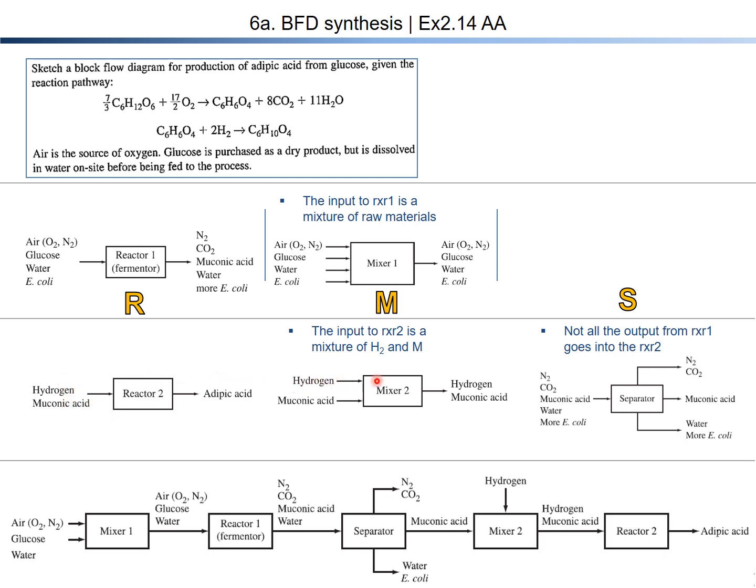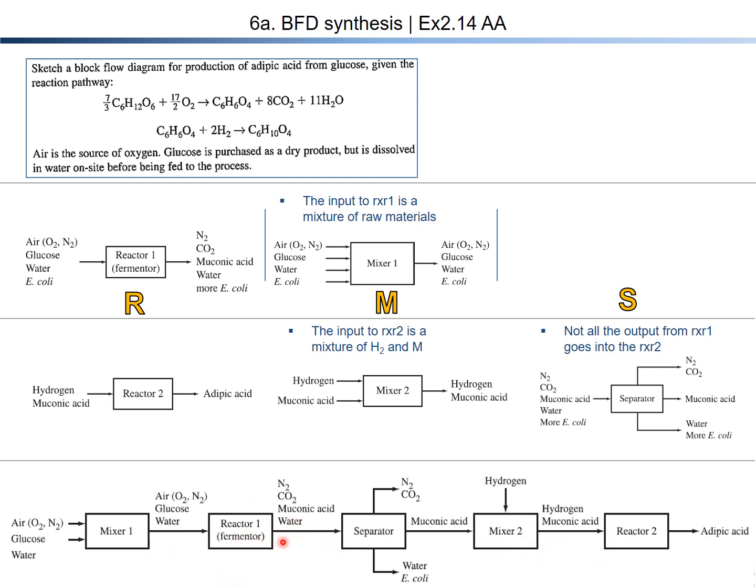So hydrogen and muconic acid are introduced into mixer 2, and then we have a single mixture of hydrogen and muconic acid. This single output stream from mixer 2 is going to reactor 2. So you have this one. Okay. Then it's time to connect reactor 1 and mixer 2.